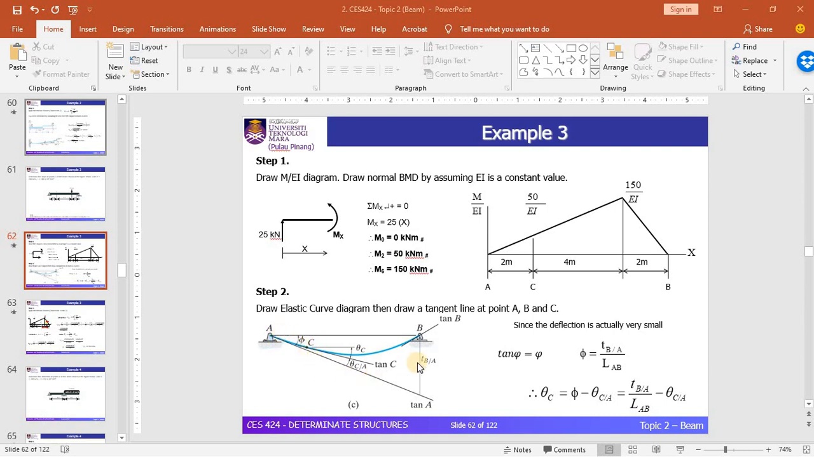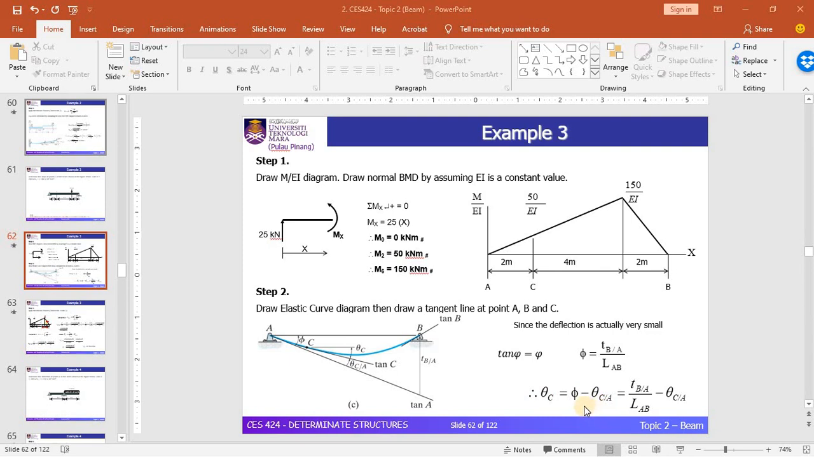So from this elastic curve diagram, you can figure out one equation, where theta C is equal to P minus theta CA. We know that theta C plus theta CA is equal to P. By rearranging that equation, you get theta C equals P minus theta CA.